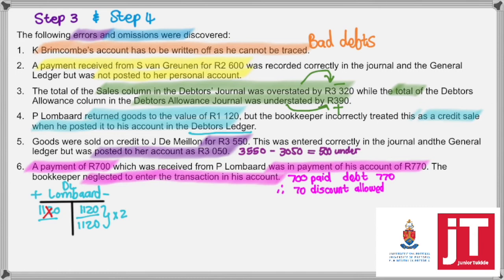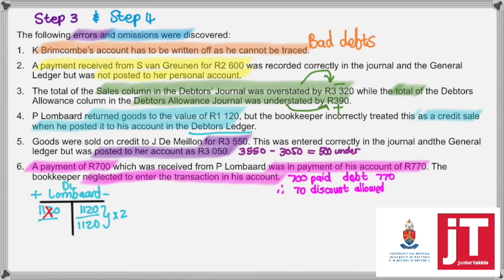Then a payment of 700 rand, which was received from Lombard, was in payment of his account of 770 rand. The bookkeeper neglected to enter the transaction in his account. His account, meaning the list, is incorrect. So 700 was paid for a debt of 770 rand. So 70 rand is discount allowed that needs to be recorded as well. So you need to record the full amount minusing off his account because he paid 700 rand, but it was in settlement of 770. Therefore 70 rand was discount.